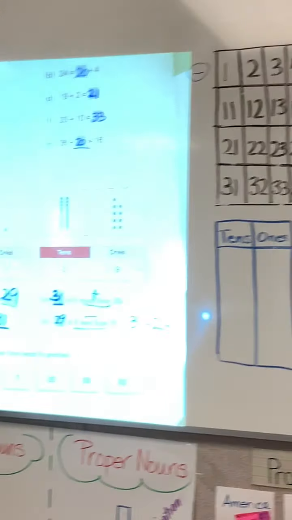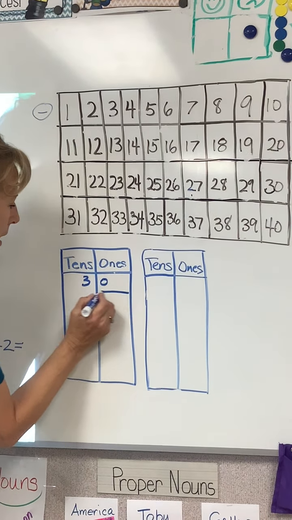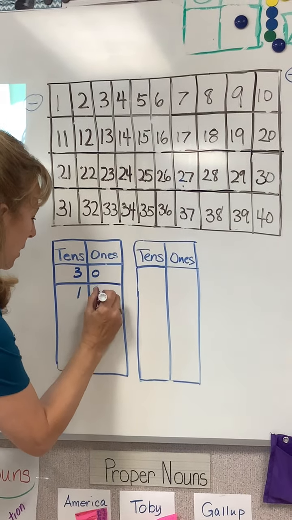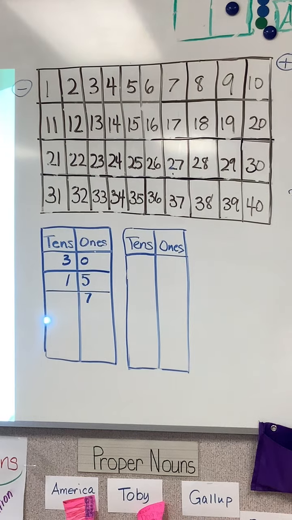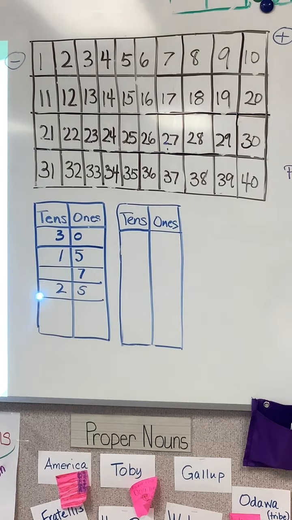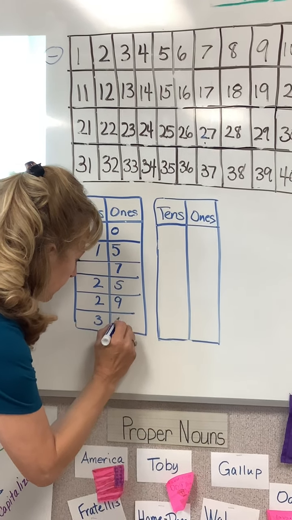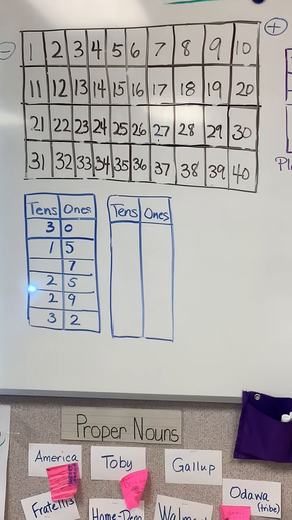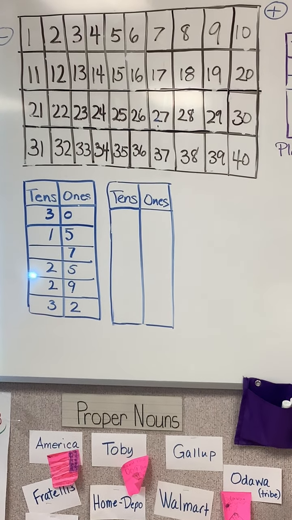First we're going to put them all in our place value chart. We'll write down 30, and then we're going to write down 15. Is that the next one? Yeah. 15. And then we're going to write 7. And then we're going to write 25. And then we're going to write 29 and 32. Now you may remember last week, is that all of them? 30, 15, 7, 25, 29, 32.